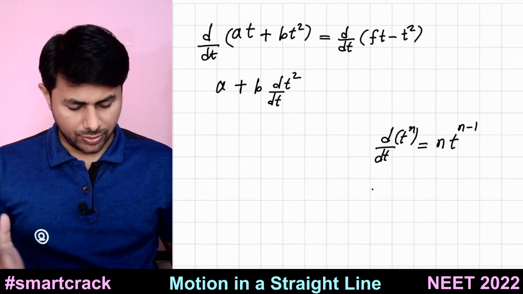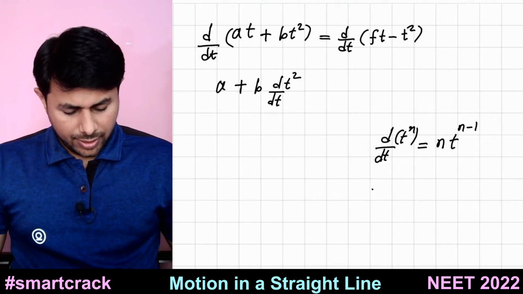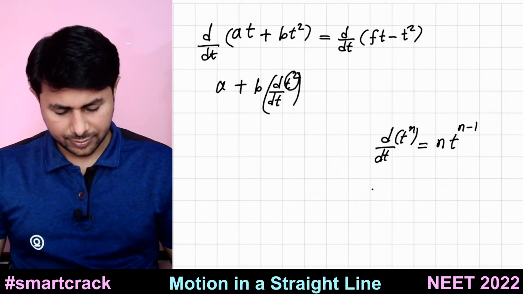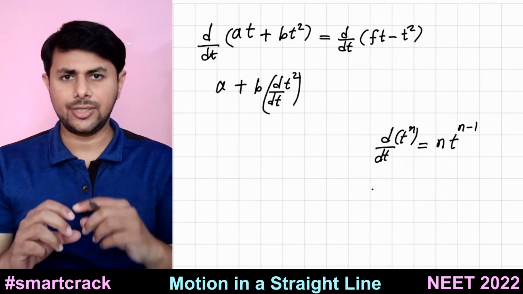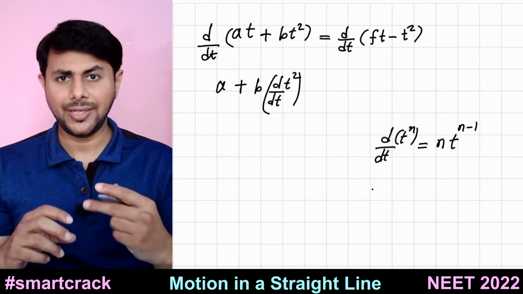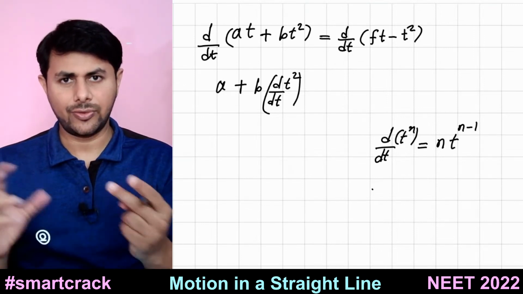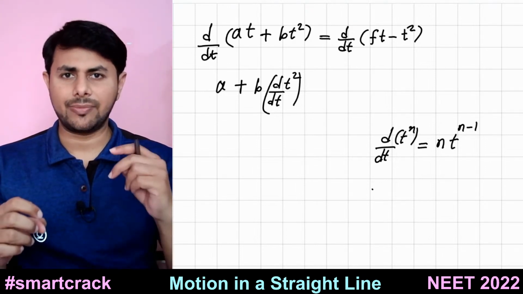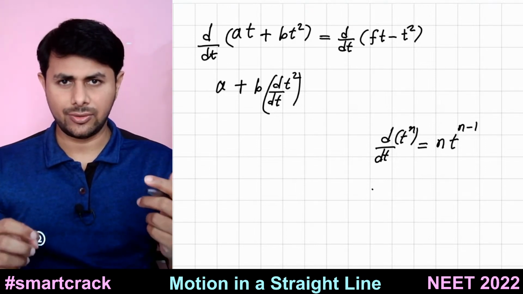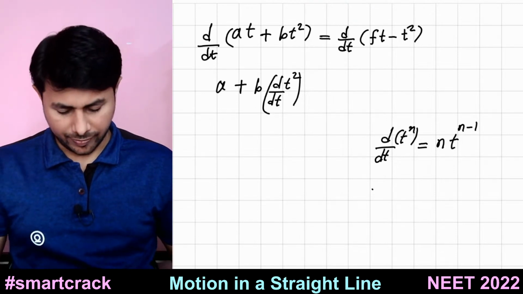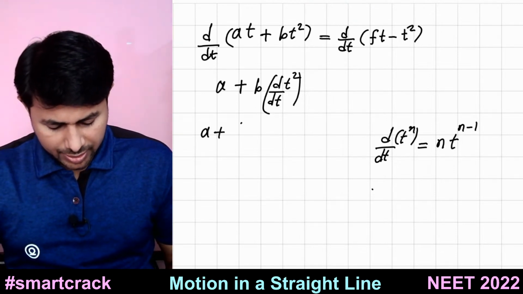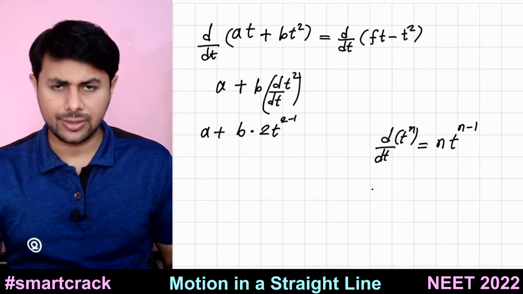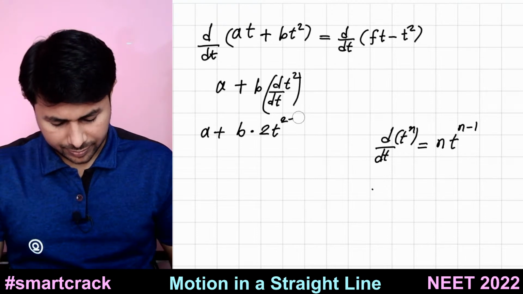Okay, so here we have t square, so t to the power 2. Our n is 2 in this case. What is its derivative? 2 multiplied by t raised to 2 minus 1, and 2 minus 1 is 1. So it is equal to b multiplied by 2 into t raised to 1, so 2t.